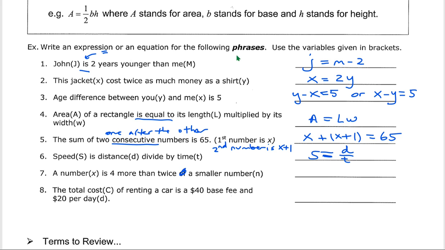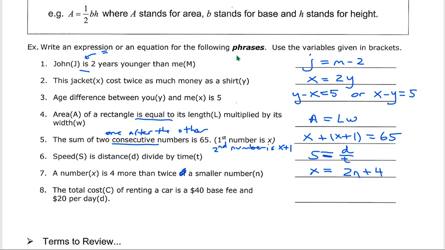Okay, so a number x is 4 more than twice a smaller number n. So it's 4 more than. So I'm going to start with twice the smaller number n and add 4 to it. Twice the smaller number n and another 4, that gives me x.